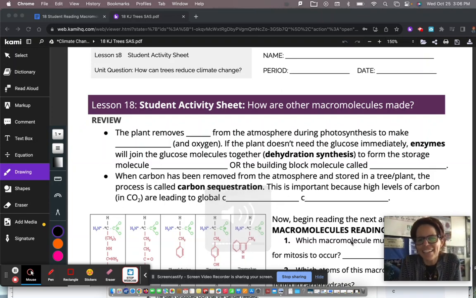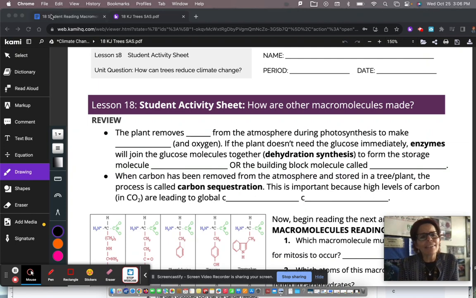Right, hello everybody. Today I'm going to walk us through lesson 18 from our trees unit. You should already have a paper copy of this assignment that you got in class, but if you don't, then open up the digital copy and you can just follow along. I am going to go over all the right answers. However, if you feel like you can do this independently, I invite you to do it independently.